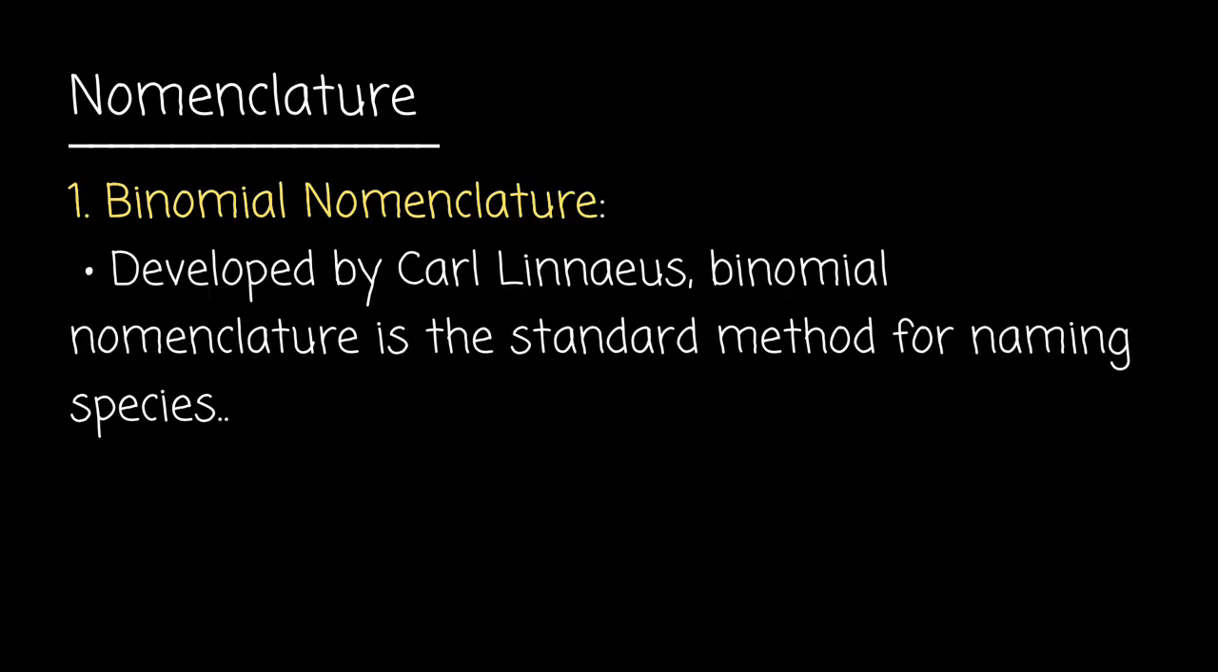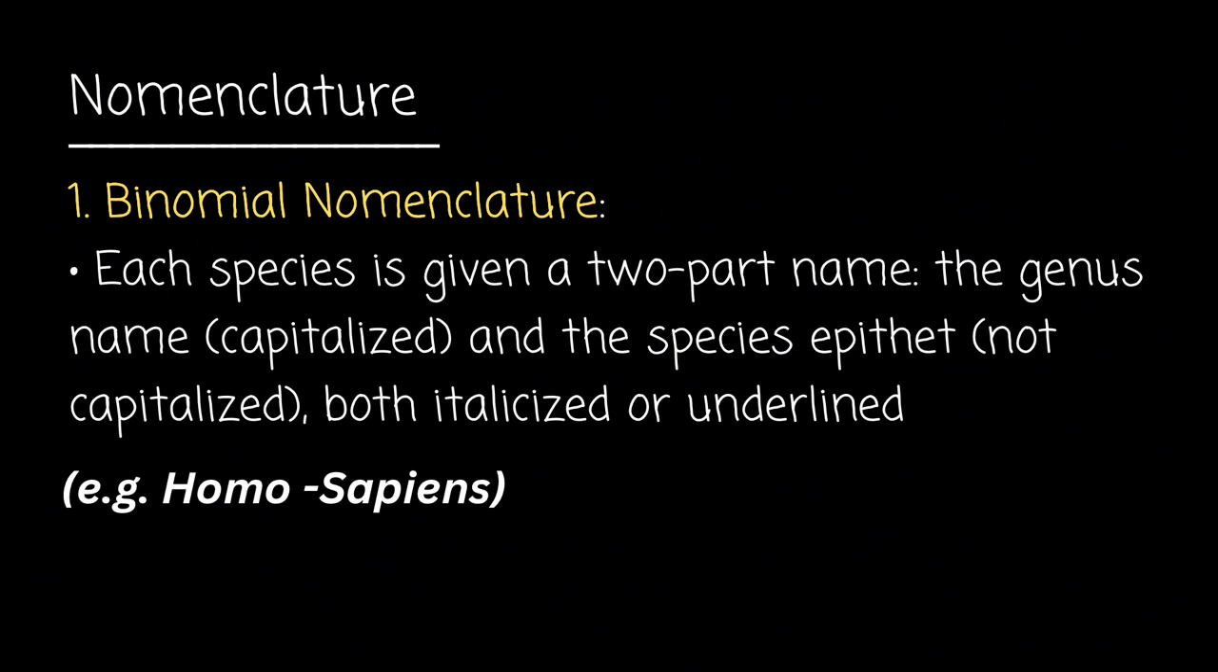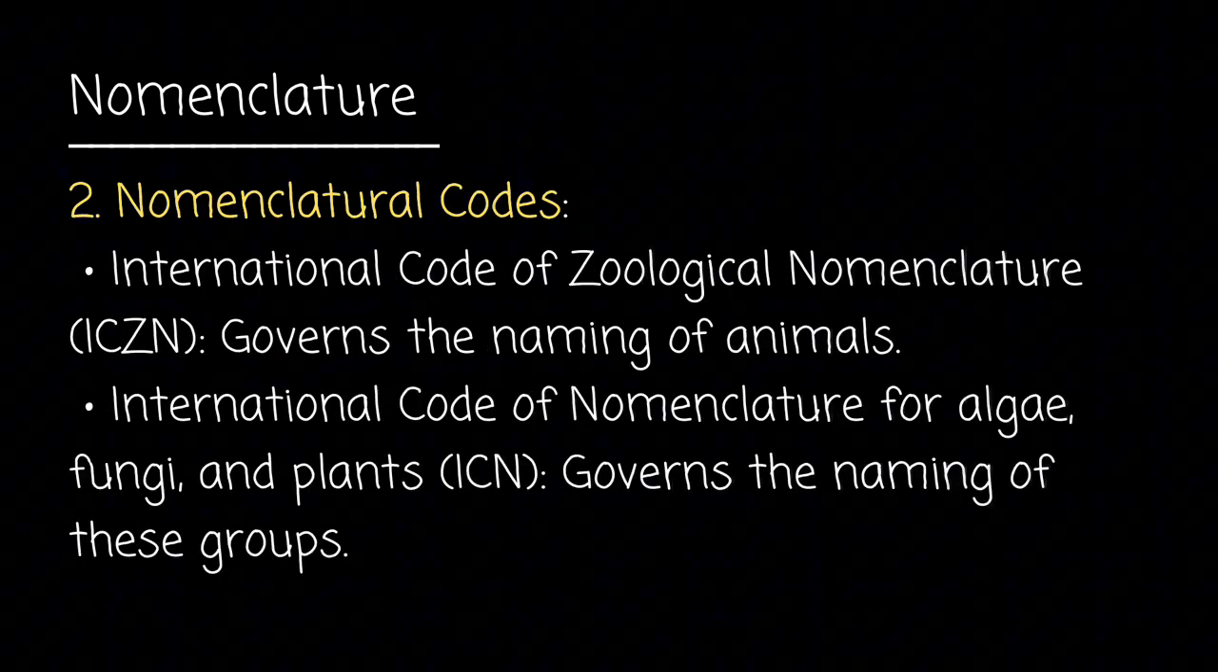1. Binomial nomenclature. Developed by Carl Linnaeus, binomial nomenclature is the standard method for naming species. Each species is given a two-part name: the genus name, capitalized, and the species epithet, not capitalized, both italicized or underlined, e.g. Homo sapiens.